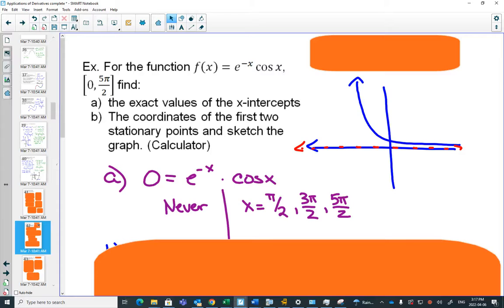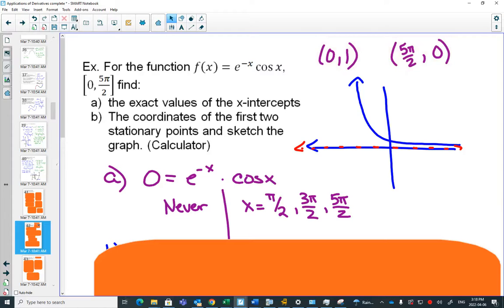Next, we're going to want to sketch it. Now, we're only sketching it from 0 to 5 pi over 2. So one of the things that you're going to find out is when I give you an interval to sketch on, you also have to draw the endpoints. We already know that one of our endpoints is at 5 pi over 2 comma 0. The other endpoint is when x is 0. If you plug that in, e to the 0 is 1, cos of 0 is 1, 1 times 1 is 1. So those are our endpoints.